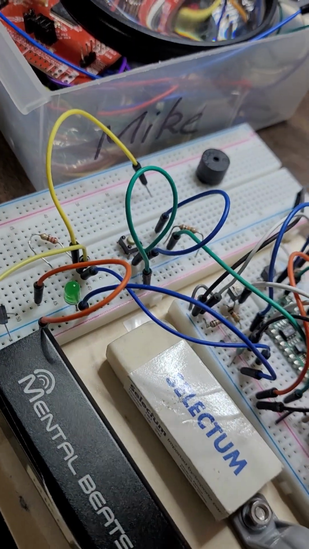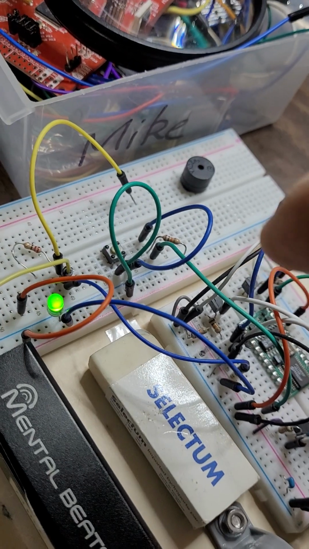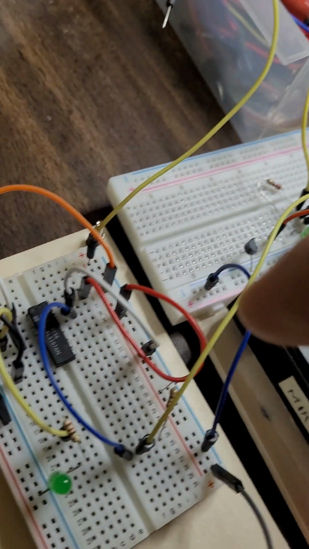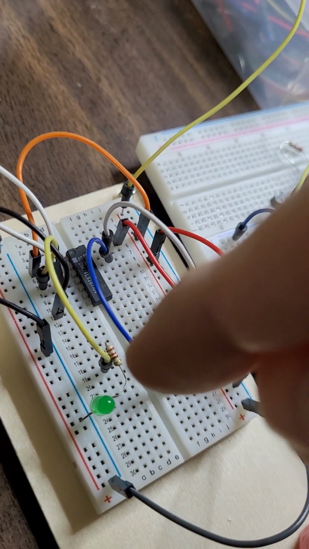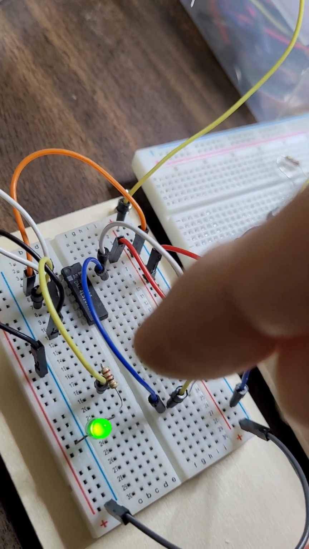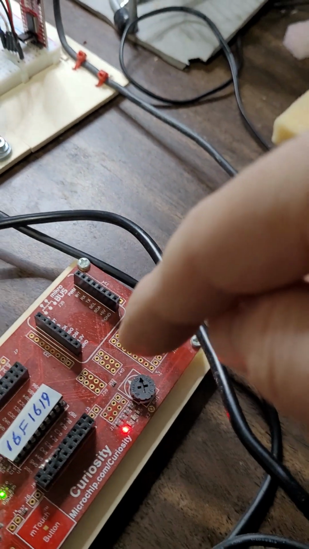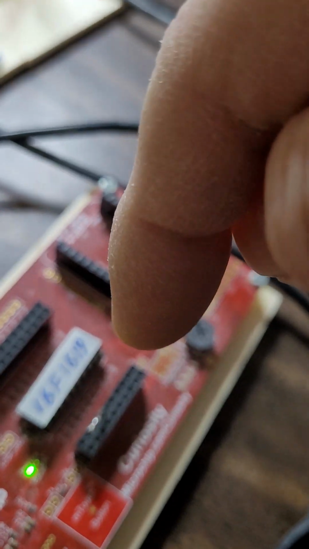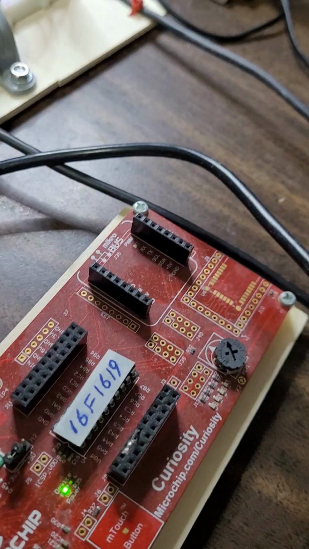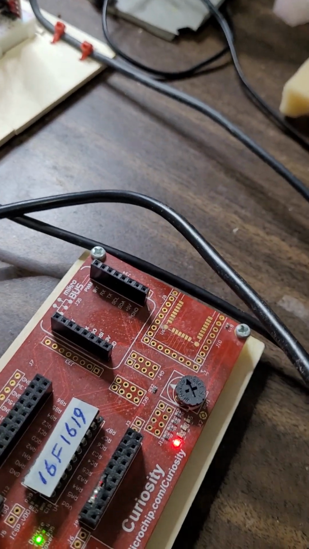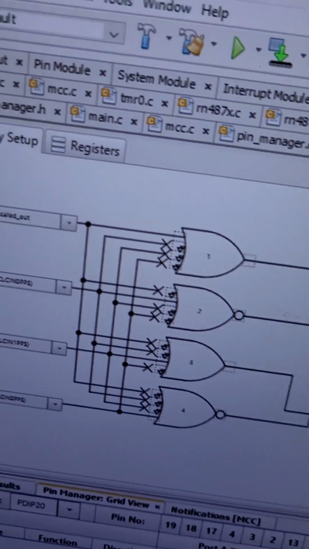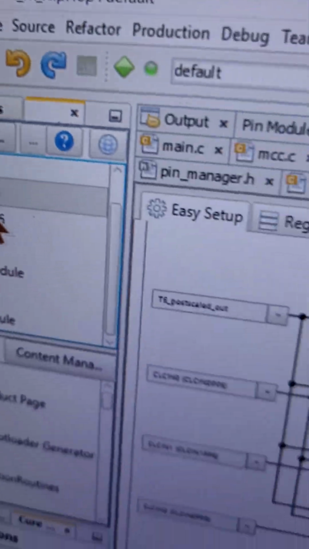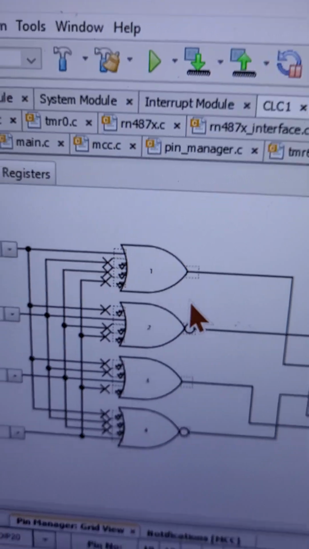So that's why you have to use a clean clock source from the microcontroller in order to observe the phenomena of the hardware-based JK flip-flop. Now this is a microcontroller-based flip-flop, which is configured by using the configurable logic cells, which is this one here. I hope you have found this useful.